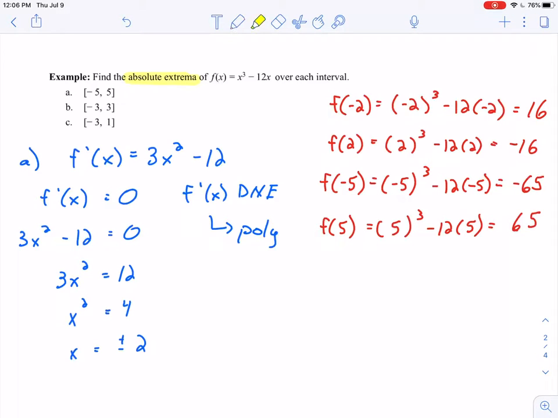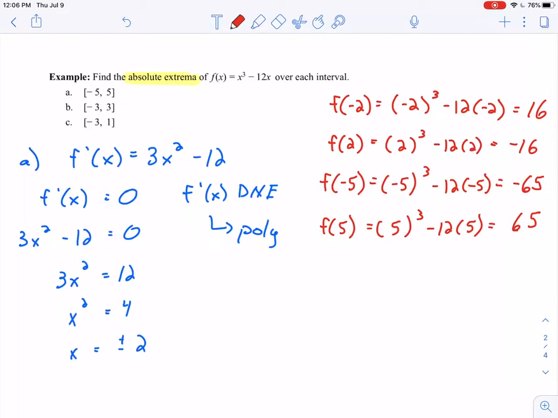So really what I want to do now, when we talk about absolute extrema, we're looking at the x values, or excuse me, the y values. We're looking at the y values, which are what I just found. So I want to look at those, and I want to pick, well, what's the highest, what's the lowest? The highest is this guy right here, f of 5 equals 65. So that means that 65 is my absolute maximum. And that means that the lowest y value right here is negative 65. That is my absolute minimum.